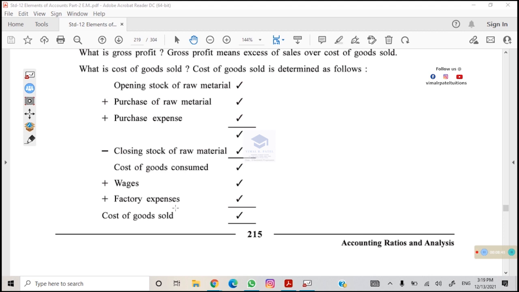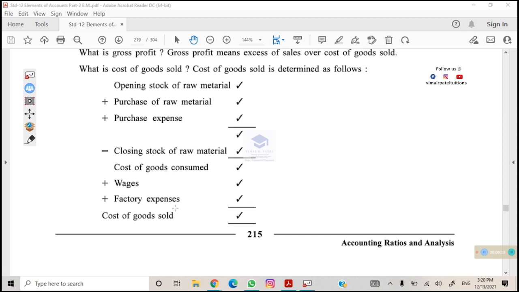Okay, this is your cost of goods sold, COGS. Opening stock plus purchase expense minus closing stock plus wages plus factory expense. If there is no detailed explanation, then we will not consider purchase expense, wages and factory expense. Simply cost of goods sold means opening stock plus purchase minus closing stock. But whenever information regarding purchase expense, wages and factory expense is given, it will be added. So that will give you cost of goods sold.